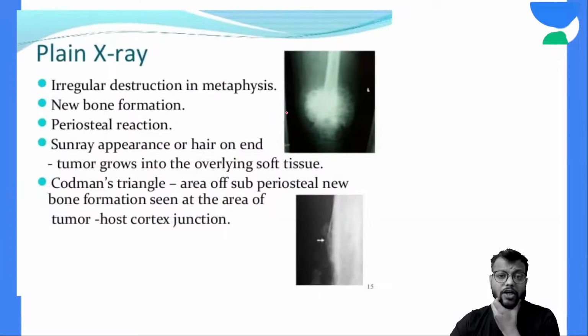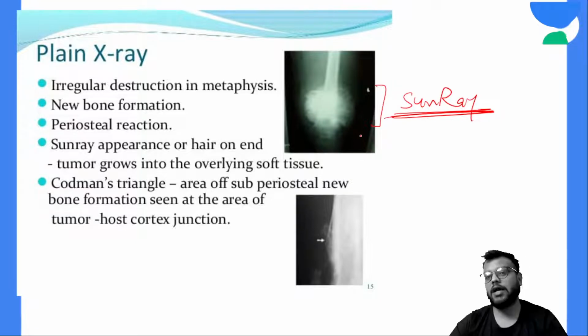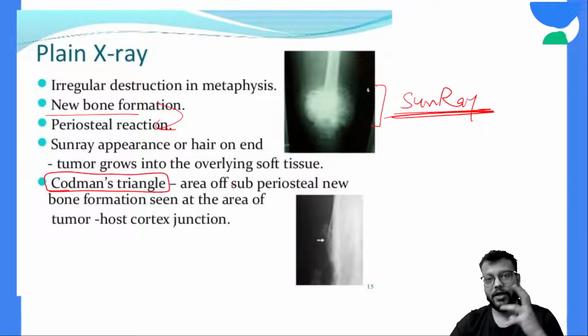So here you can see this is the sun ray appearance or the sunburst appearance, the irregular periosteal reaction, which is the characteristic feature, breaking the periosteum and going into the soft tissue, okay. So new bone formation, the periosteal reaction will be there. Codman's triangle is the subperiosteal view in the initial periosteal reaction, and it is seen in a variety of cases, even in Ewing sarcoma etc. So this is not the pathognomonic feature, okay.